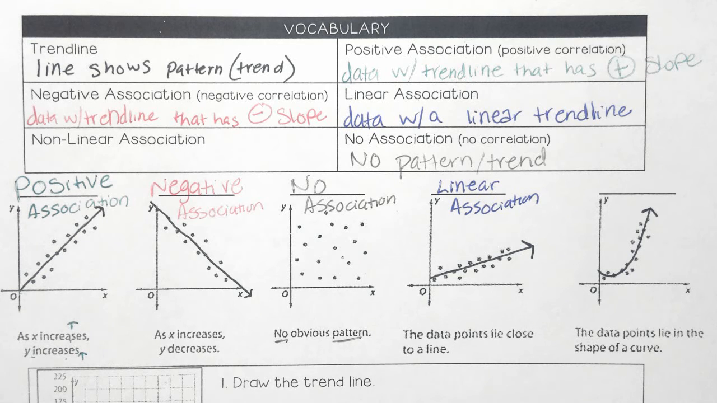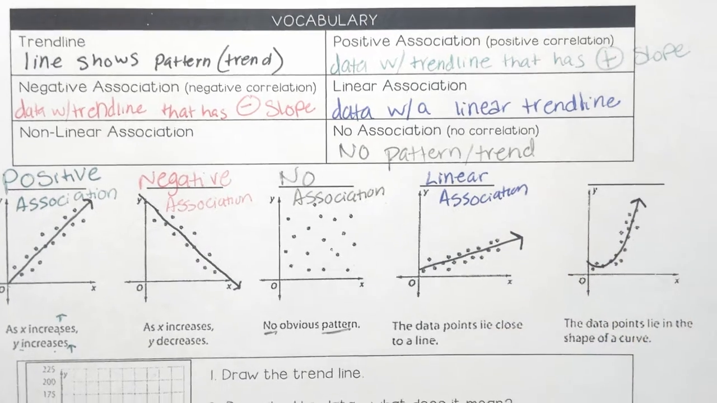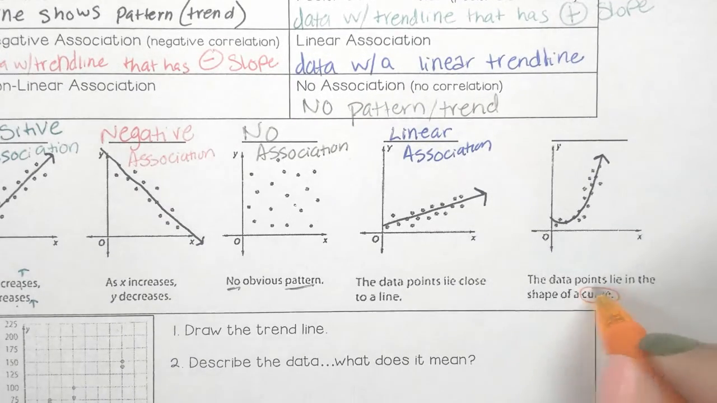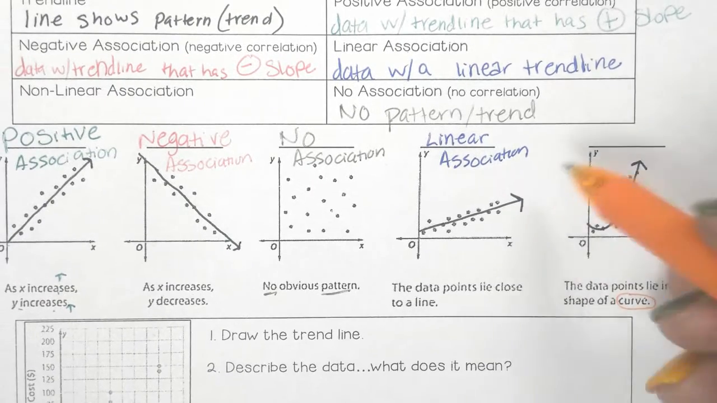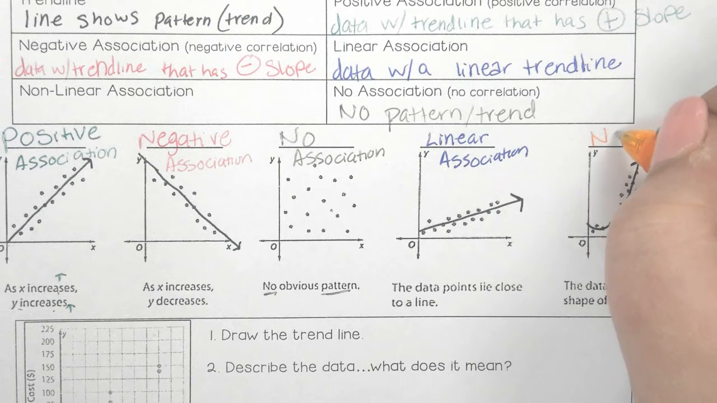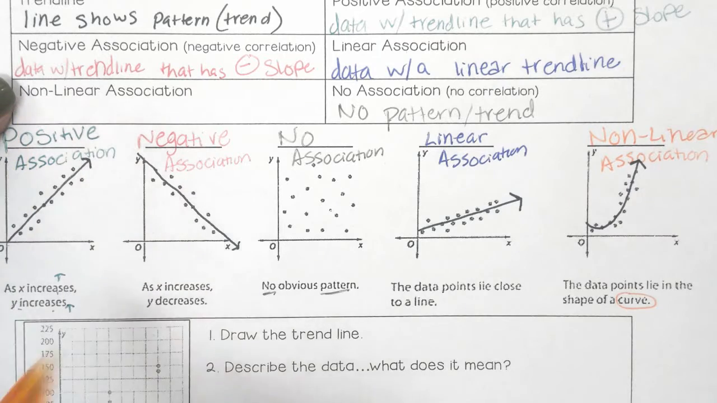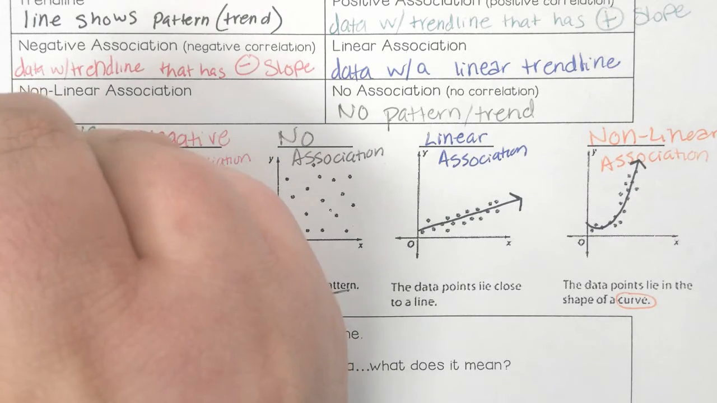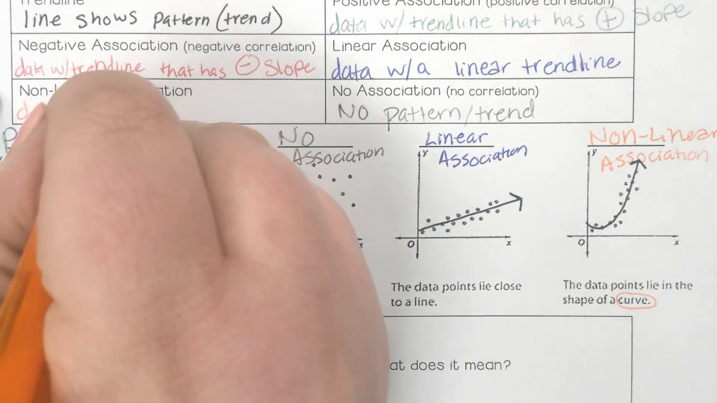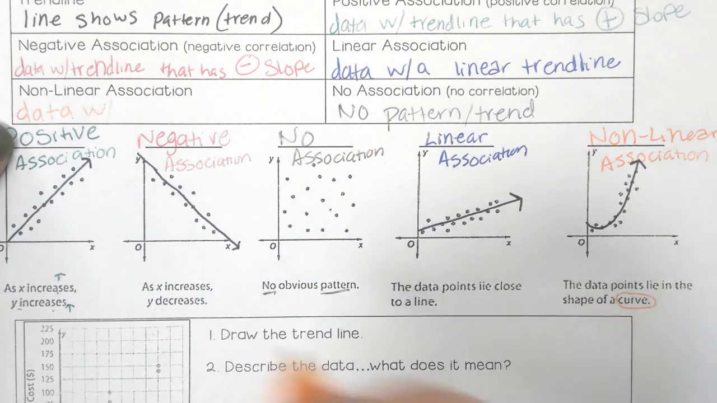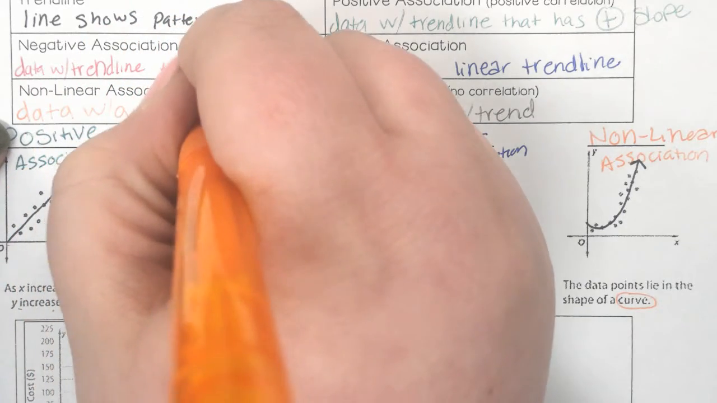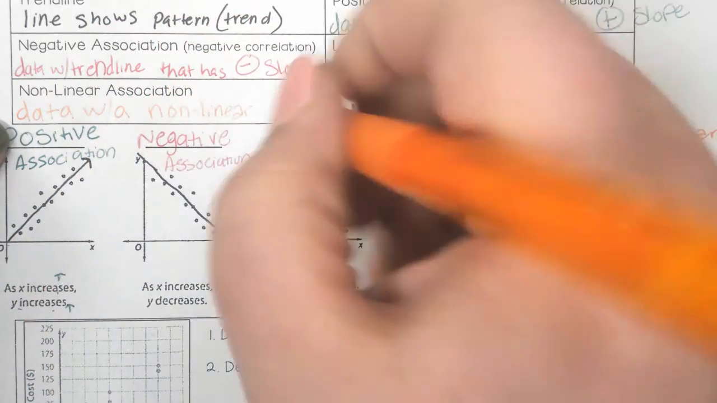Right, next we've got something that's not linear. It actually starts to curve or change directions. So I would say that this scatter plot has a nonlinear association. And I can then define nonlinear association as data that has a trend line, so data with a trend line that's nonlinear, so data with a nonlinear trend line.